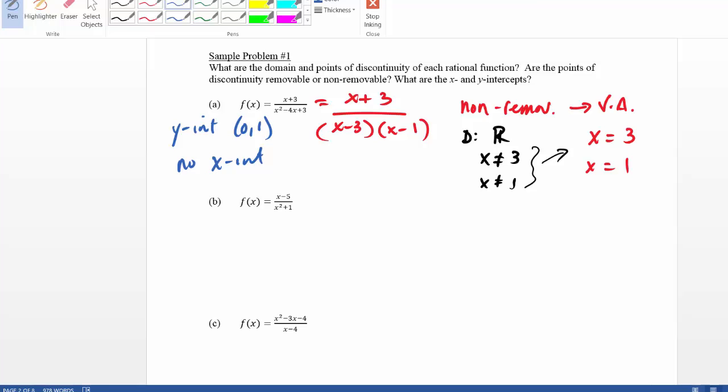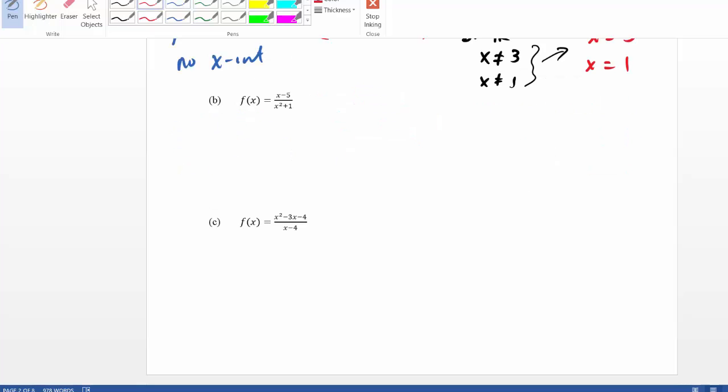Okay, so that answers the first one. Let's take a look at B and C here. x squared plus 1 is the denominator. There are no values that we can use to make the function undefined, so that's going to tell us that it's continuous. So there are no points of discontinuity, removable or non-removable, so no vertical asymptotes, no holes. So now we know that our domain is all real numbers.